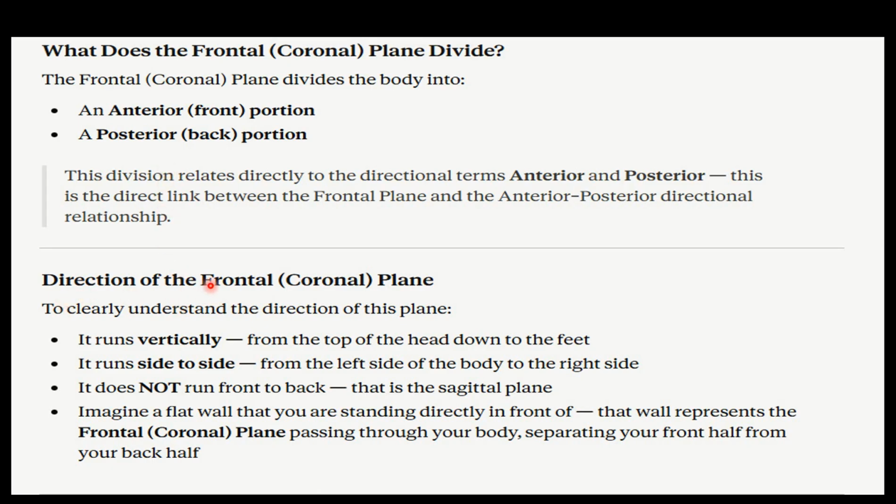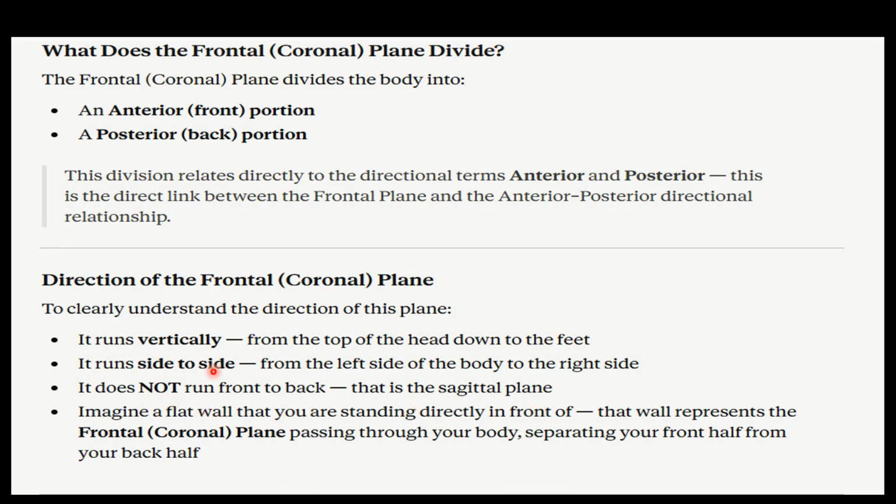Now if you look at the direction of the frontal and coronal plane, it's quite clear. To clearly understand the direction of this plane, it runs vertically from the top of the head down to the feet. It runs side to side, from the left side of the body to the right side. It does not run front to back, that is the sagittal plane.